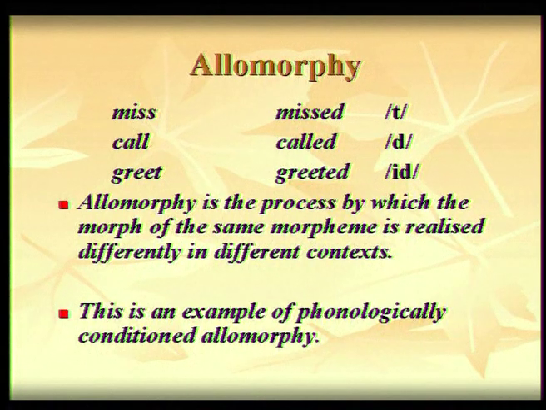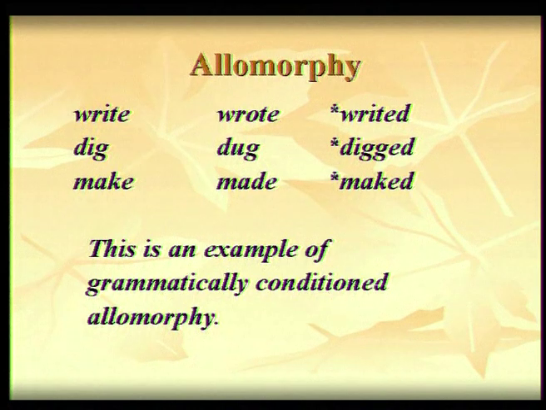This is an example of phonologically conditioned allomorphy. In some unpredictable cases, the expected morpheme or morph does not appear. The past tense morpheme ed is not seen in the past tense forms given here. That is, write has the past tense form wrote and not the expected righted. Similarly, dig has dug and not digged. Make is made and not maked.